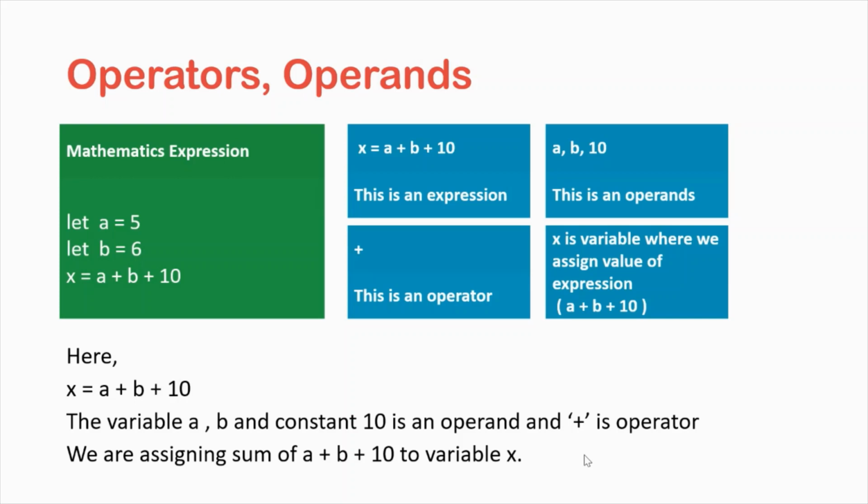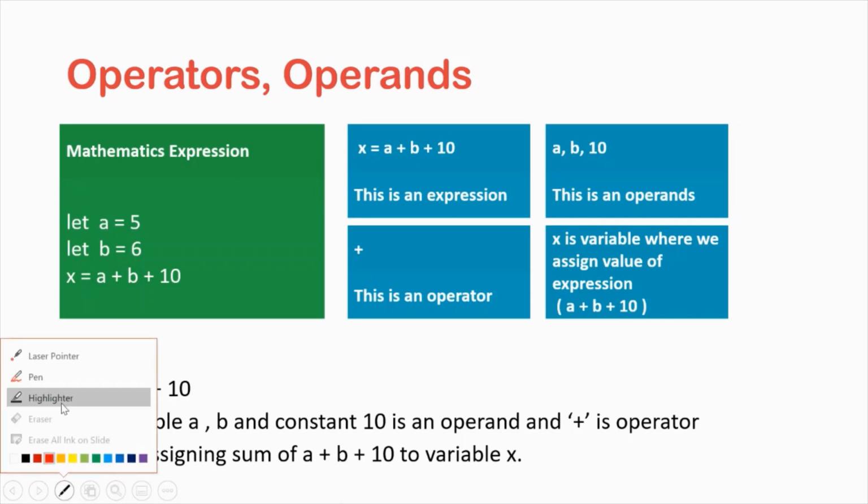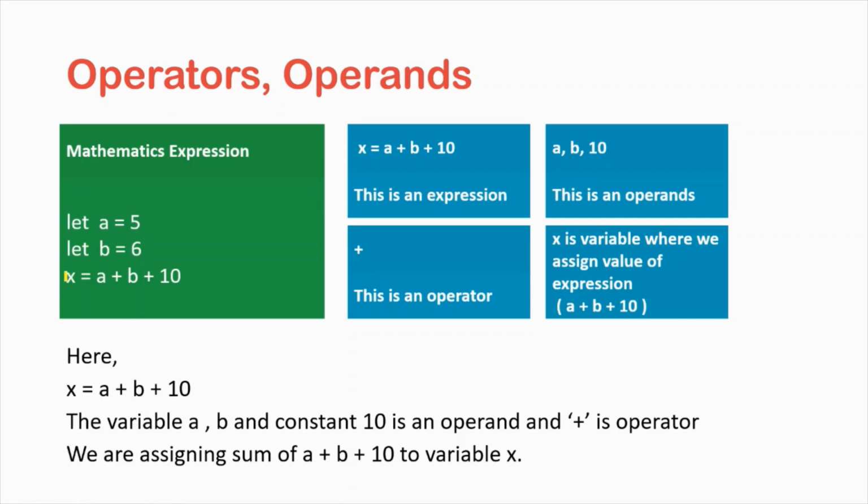So what is an operand and what is an operator? Check this green box. I have written one mathematical expression: let a is equal to 5, let b is equal to 6, and x is equal to a plus b plus 10. Here we are computing the sum of a plus b plus 10. So we can say that the variables a, b, and 10 are called operands.